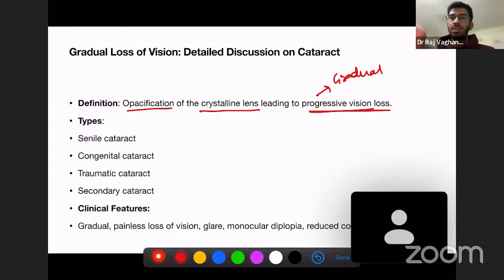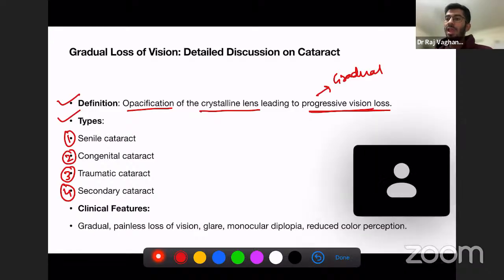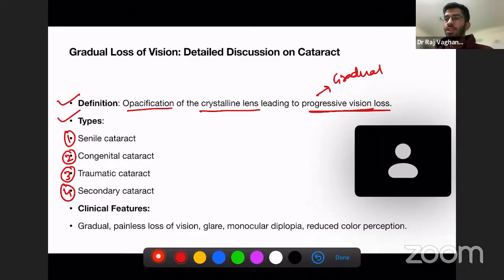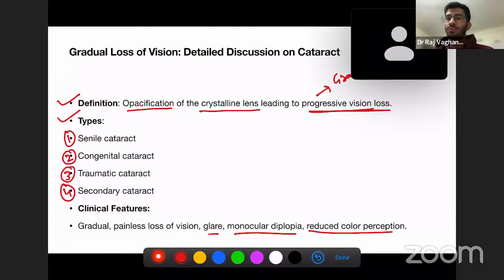So this is a definition, not types. Types include senile cataract, congenital cataract, traumatic cataract, and secondary cataract. These are the four types that we have already discussed. Remember the clinical features: gradual, painless loss of vision, glares, monocular diplopia, and reduced color perception. These are the five clinical features that you can observe in a patient of cataract.